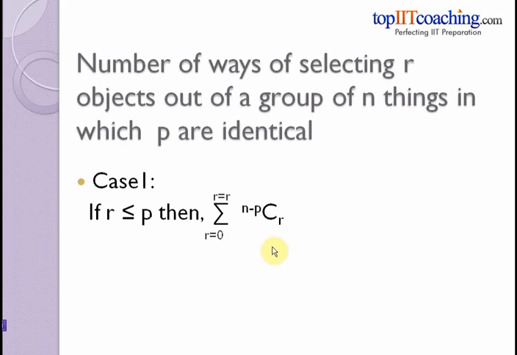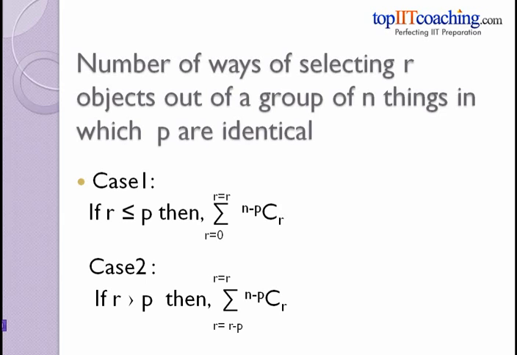Case number 1, if R is less than or equal to p, then the number of ways is equal to summation r equal to 0 to r equal to R of n minus p C r. That is, if the number of objects we want to select is less than the number of identical objects, then the number of ways of selecting those R objects is equal to summation r equal to 0 to r equal to R of n minus p C r. The second case is, if R is greater than p, then the number of ways is equal to summation r equal to R minus p to r equal to R of n minus p C r.